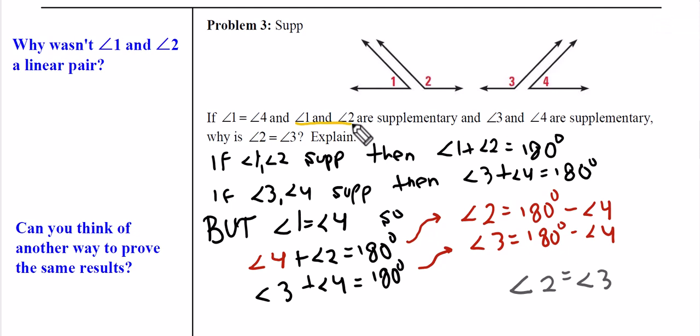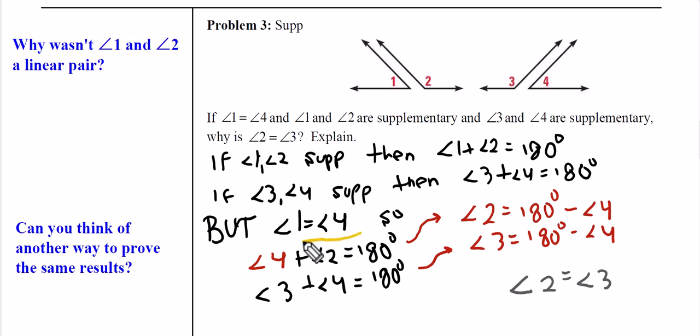So if angle 1 and angle 2 are supplementary, then by definition of supplementary angles, they add up to 180. The same is true for 3 and 4. If they are supplementary, by definition, angles that are supplements of each other add up to 180 degrees. So the reason for those two statements is the definition of supplementary angles. And if you're not sure about that, go back a few videos and we talked about supplementary angles. That's all there is to it.